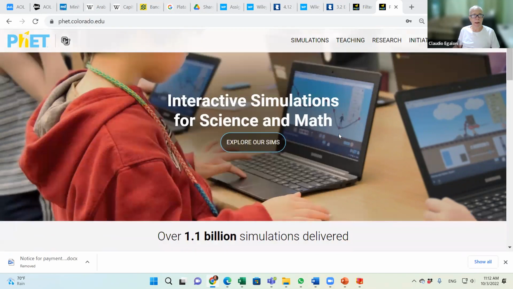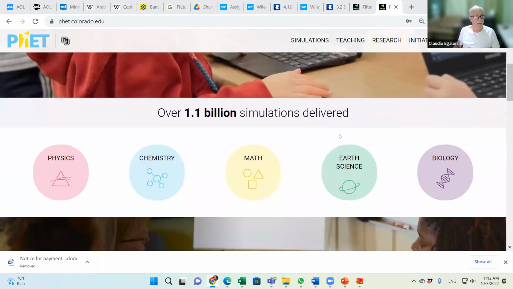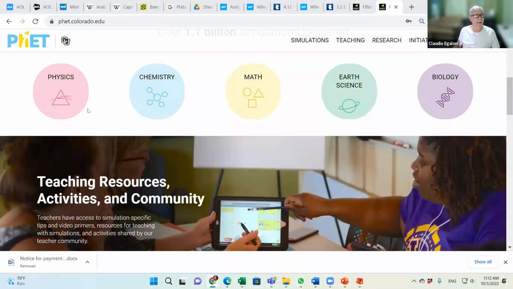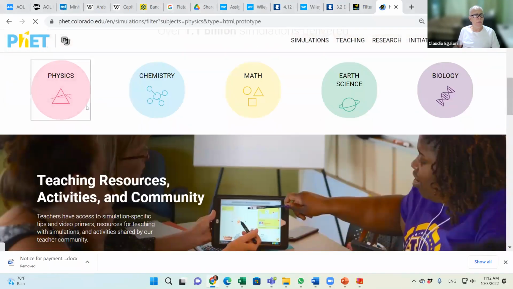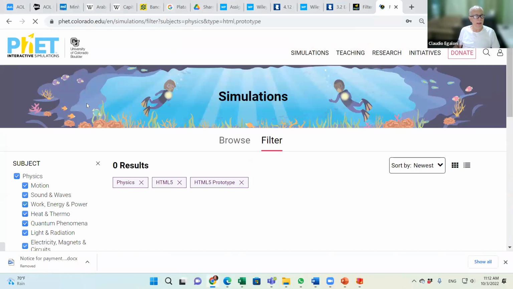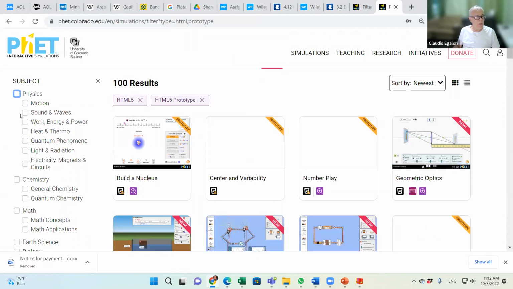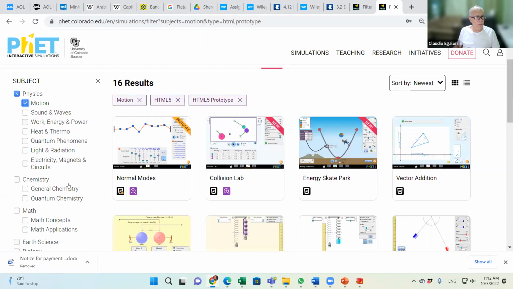Okay, so interactive simulations for science and math. What we want is physics, right? You scroll it a little bit down, go into physics. You have a bunch of simulators here. What we are seeing right now is motion. Later on, you're going to see these other topics here.